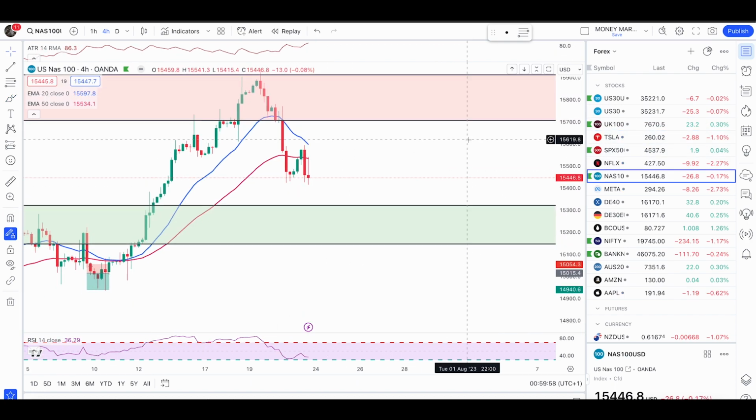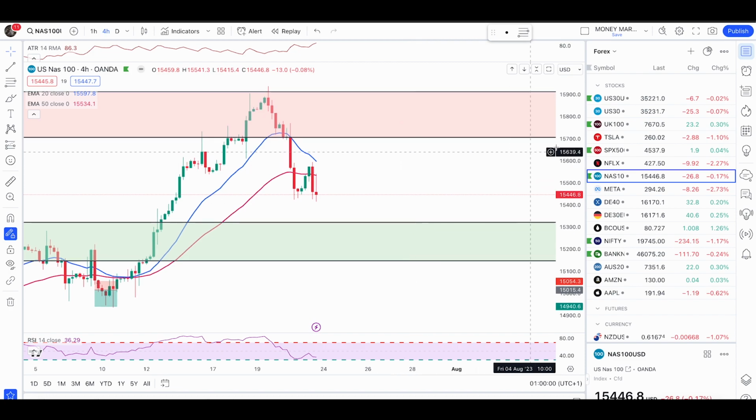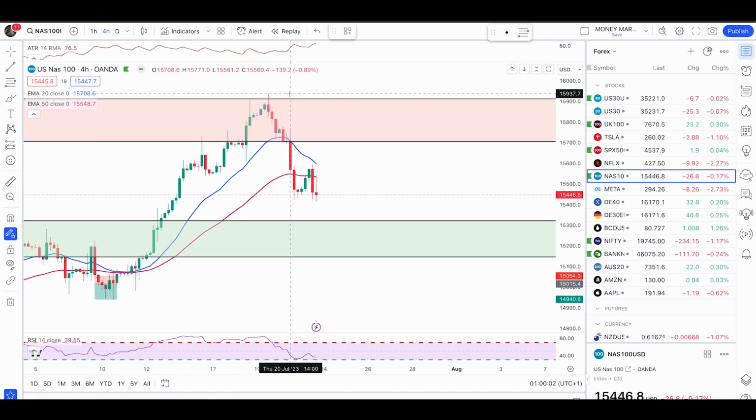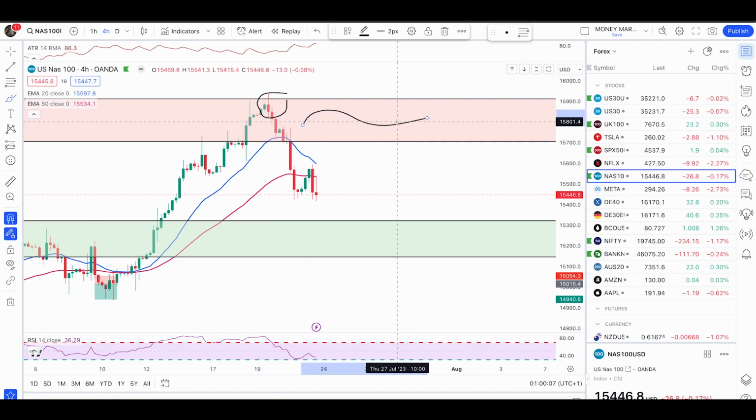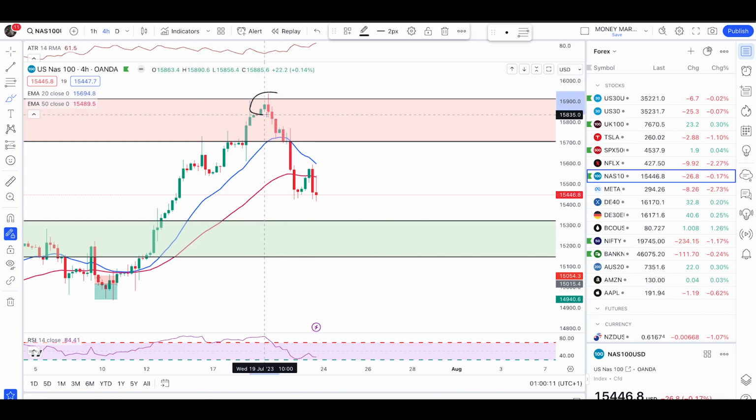Last one, we have NASDAQ 100. As you can see, the price is falling down from the zone I've mentioned in my last week's video. I've sent these zones to my members as well. And right here, a nice swing high bearish engulfer, and that pushed the price down massively.